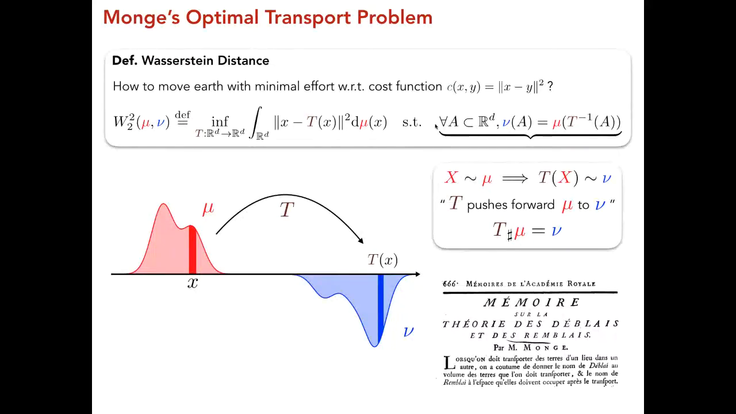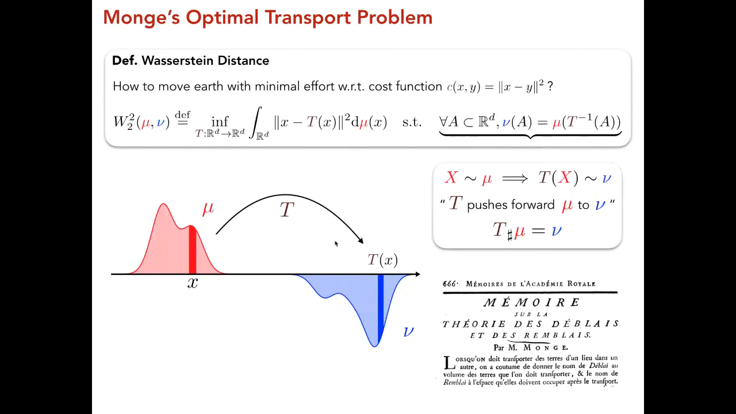And so mathematically, you account this by saying that the measure of any, the mass of any set A according to nu must be equal to the mass of its preimage by t according to mu. Or in other words, another way of seeing that is that if x is a random variable that's distributed according to mu, then t of x has to be distributed according to nu.